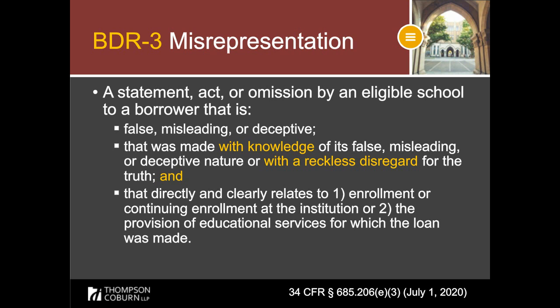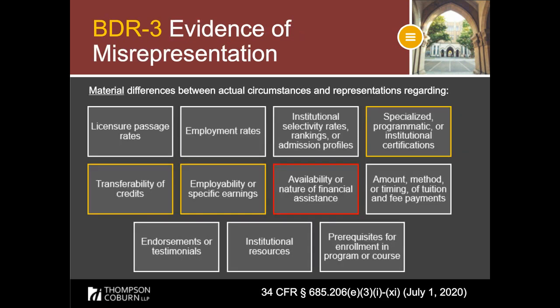So the department in BDR-3 gives lots of examples of what might be deemed a misrepresentation. You should review these in detail, right? And most of them work the same way. In all of these examples, the department is essentially saying if there's a material difference between what a school represented or a vendor represented to a student, and this caused harm, and what was actually true, then that would be a misrepresentation, right?